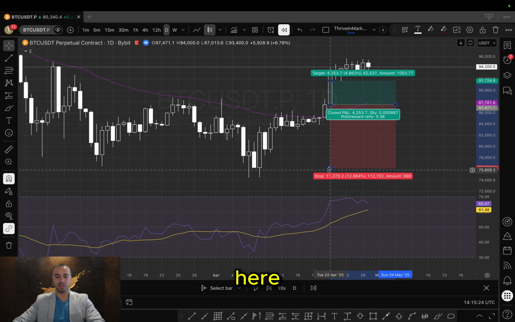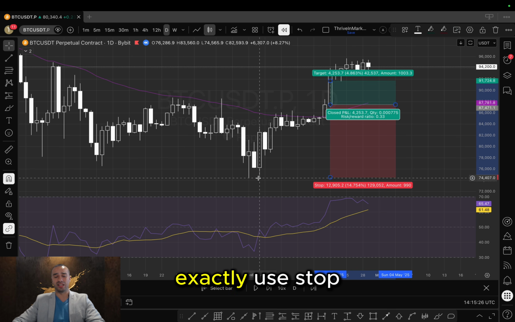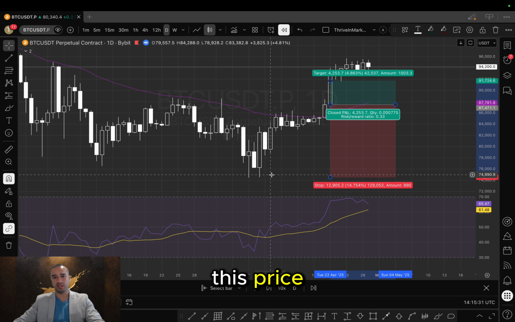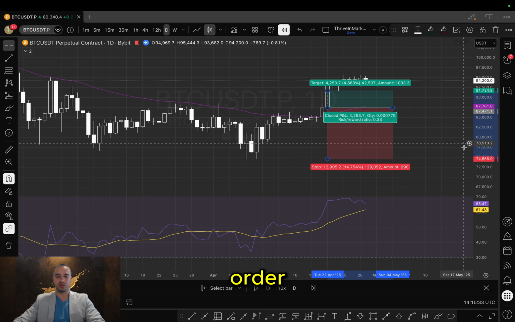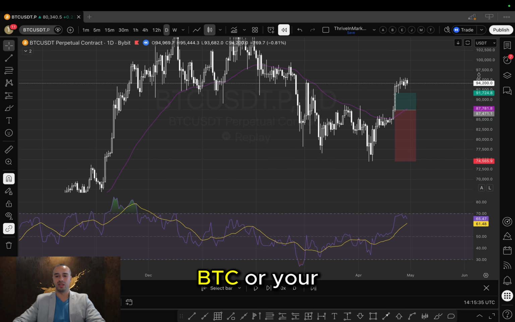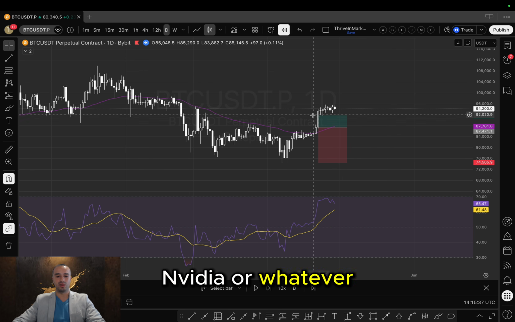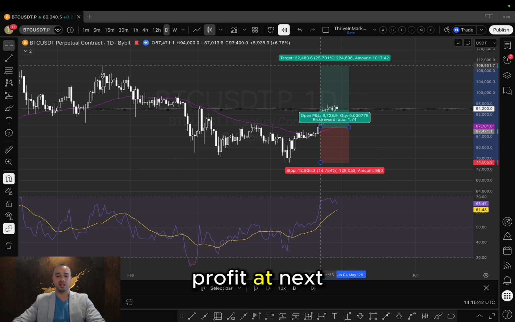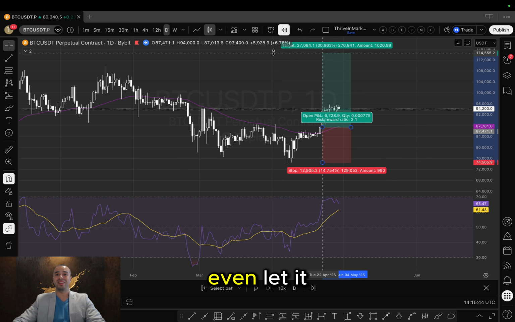You can use a stop loss here. So you cannot exactly use a stop loss. In case it goes below this price, you will need to sell your order. You will need to sell your BTC or your NVIDIA or whatever you trade. Then you can take profit. You can say you will take profit at the next structure, or you can even let it run.